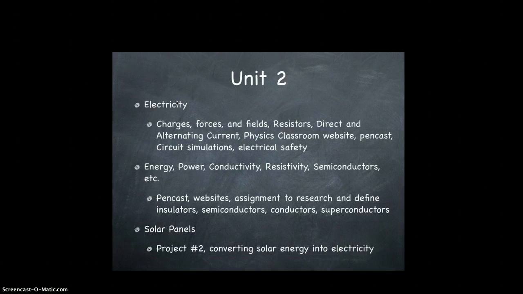Unit 2 was all about electricity. We learned about charges, forces, and fields, resistors, direct and alternating currents, how direct current will run in one direction, alternating current. Current is constantly changing directions. We learned about the Physics Classroom website, which was incredibly useful throughout the rest of the semester. There were pen casts. We had circuit simulations where we were asked to build both series and parallel circuits. We learned about electrical safety. We had pen casts on semiconductors.